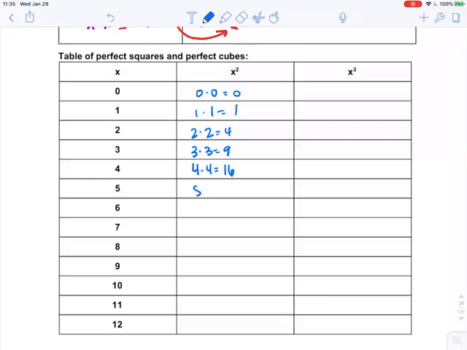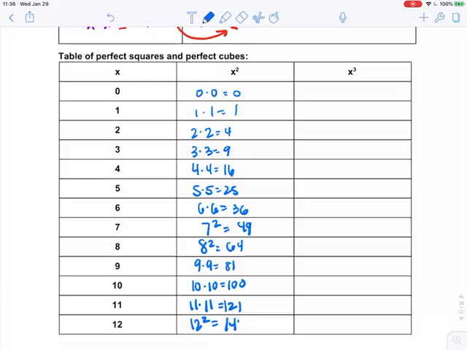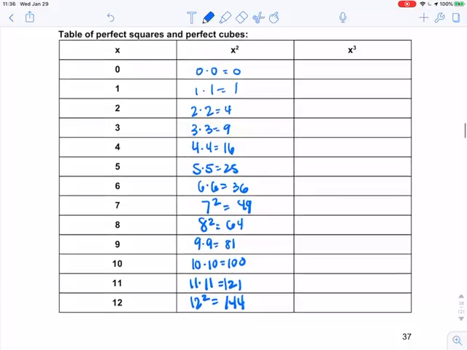4 times 4 is 16. 5 times 5 is 25. 6 times 6 equals 36. 7 squared equals 49. 8 squared equals 64. 9 times 9 equals 81, etc. You should be able to do this on your own. Okay. 121 and 12 squared equals 144. Those you should probably memorize, at least up to 12. You could probably memorize a little bit further than that, but those are kind of the standards.